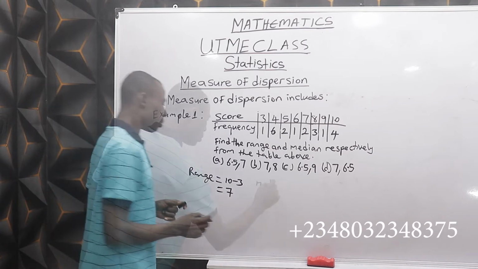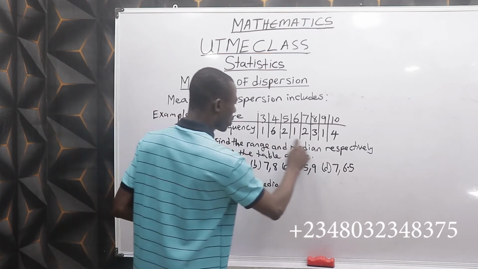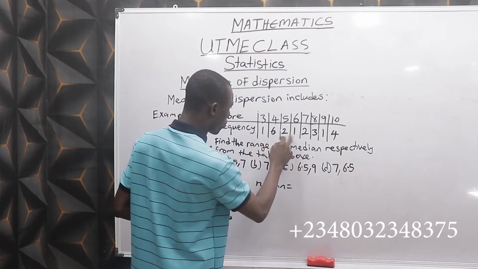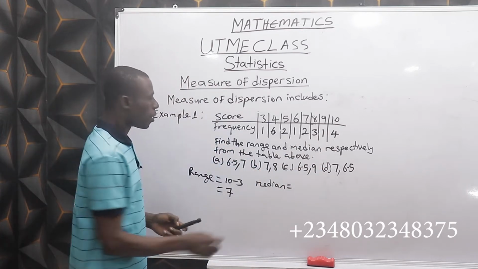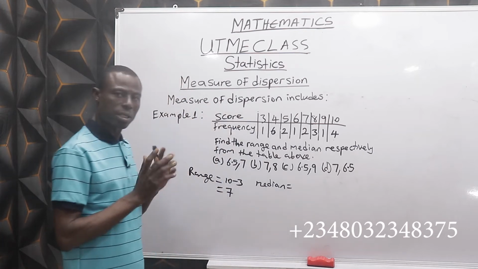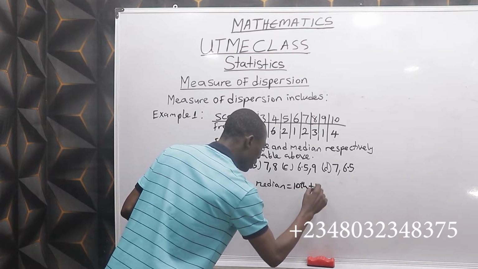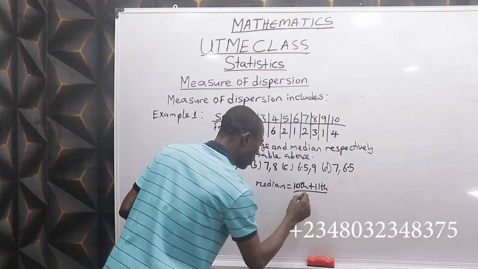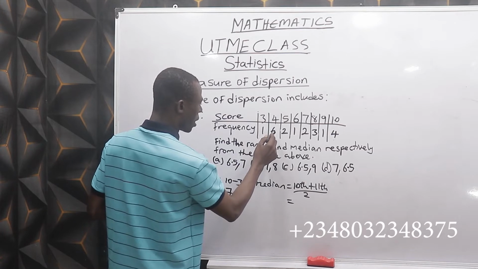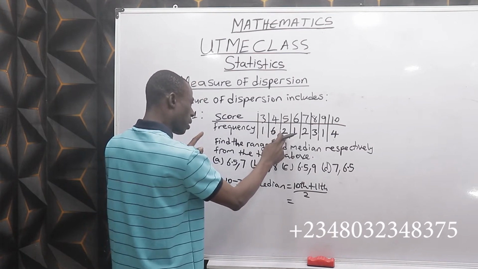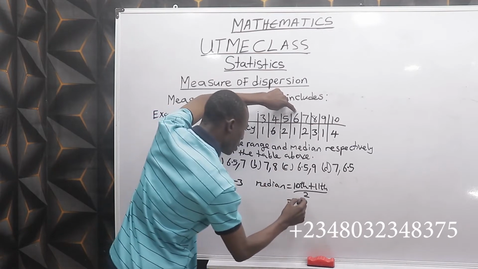Now, what is median? To determine that, find the total frequency. 1 plus 6 plus 2 plus 1 plus 2 plus 3 plus 1 plus 4, that's 20. Total frequency is 20. Half of it is 10. Meaning that median will be at 10th plus 11th position divided by 2. And that is, at 10th position, what is it? 1 plus 6, that's 7, plus 2, that's 9, plus 1, 10. This is 10th position. The value that corresponds to the 10th position is 6.